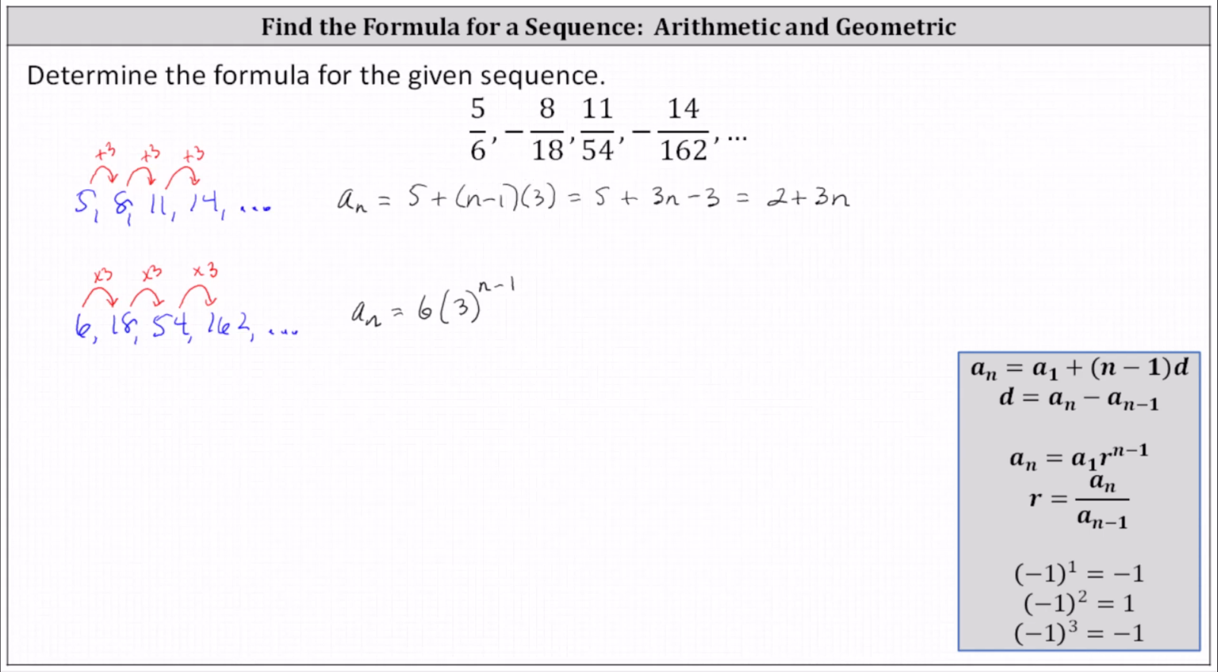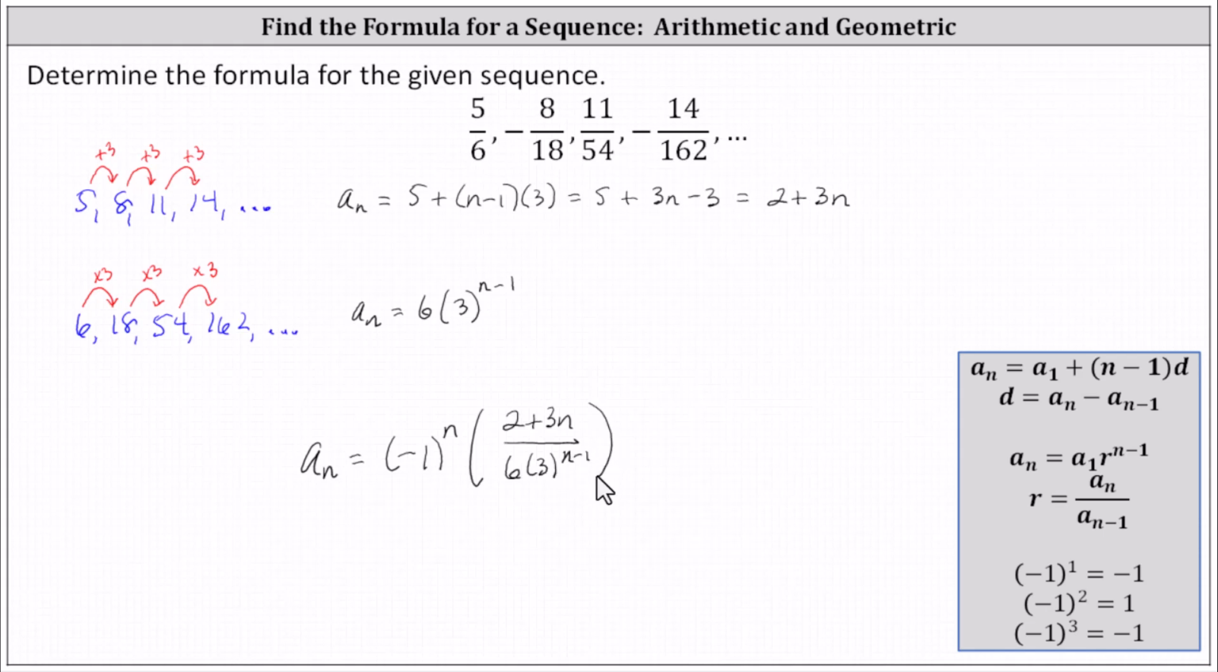So now let's begin to build the formula for the given sequence. Again, because the signs alternate, we'll have to include -1 to the power of n or -1 to the power of n plus 1 as part of the formula. A sub n, let's try a sub n equals -1 to the power of n, and then for the terms in the sequence, we know we divide the formula for the numerator by the formula for the denominator, which gives us the quantity 2 plus 3n divided by 6 times 3 to the power of n minus 1.